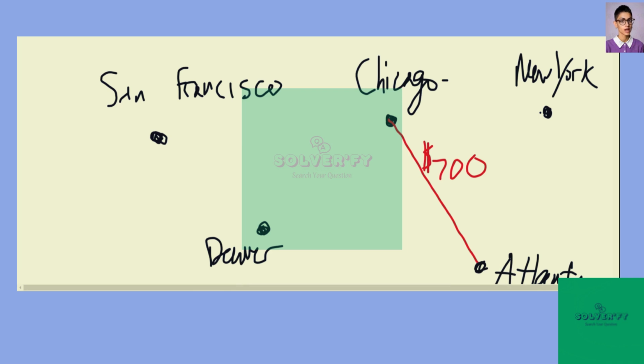And next, we find the smallest weight of the remaining graph is $800, and this is the edge between New York and Atlanta. And so we'll add this edge to our graph. In the next step, we see that the smallest weight of $900 in the remaining graph lies between San Francisco and Denver. So we add this edge to the graph. So San Fran and Denver, $900.